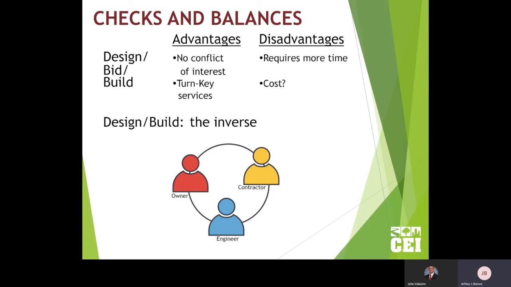Advantages or disadvantages is conflict of interest. Design, bid, build, the engineer's working for you. He has no tie to the contractor, so he's going to be watching out for your interests for sure. Design build, where they're on the same team, again, that's based on kind of a trust where you know the engineer and you know the contractor and you have a trust relationship there, and that works in that situation.